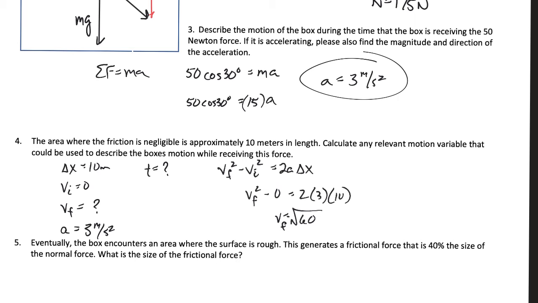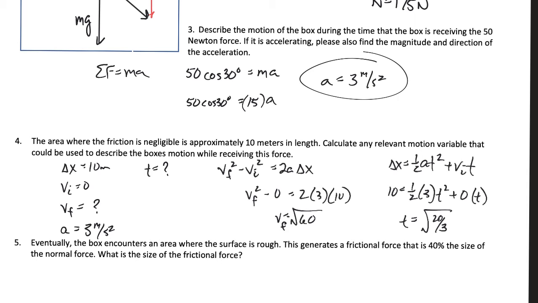To get the time, I'd probably use delta x equals 1/2 at squared plus vi times t. So that's 10 equals 1/2 times 3 t squared plus 0t. And then 20 divided by 3, so t is the square root of 20/3. Those would be your 2 answers. Make sure you put the units down, meters per second, and seconds. Good to move on.